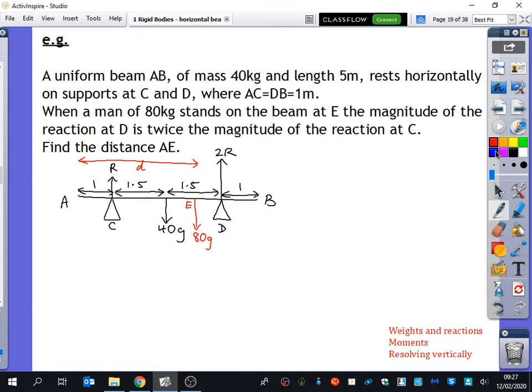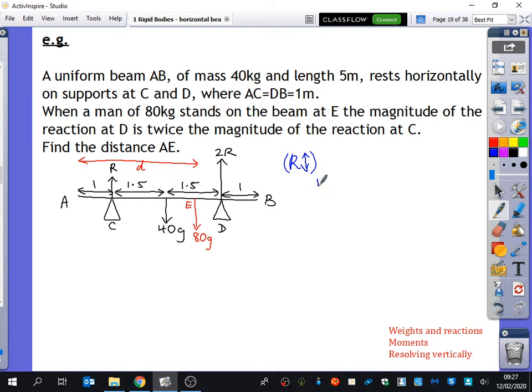Right, what do we think is the best thing that we can do now to try and find the distance AE? What might we need to do to get to that end goal of finding the distance? Bearing in mind there's only two things you can do. Resolve. Yeah, why is resolving a better starting point than taking moments, Luke? Because you only have one variable. You've only got R, and then the rest are just the weights of things. So resolving up and down is definitely the best starting point.